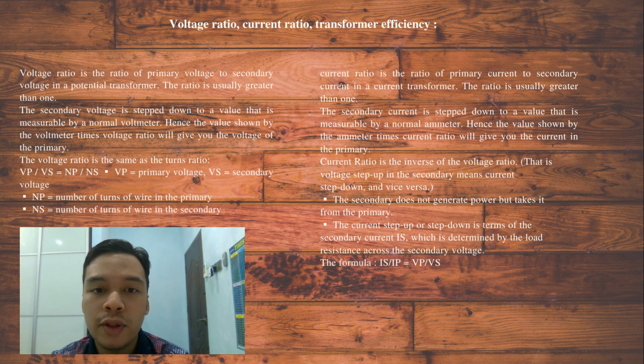Now, we move on to current ratio. Current ratio is the ratio of primary current to secondary current in a current transformer. The ratio is usually greater than 1.